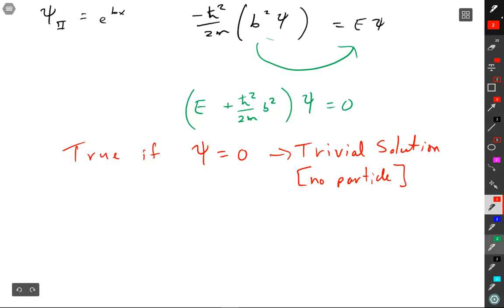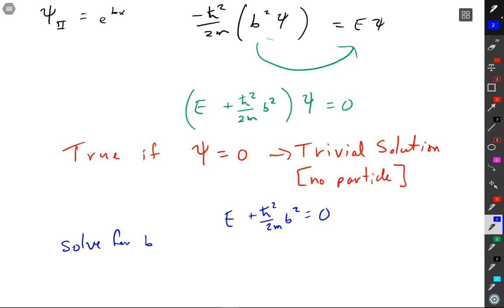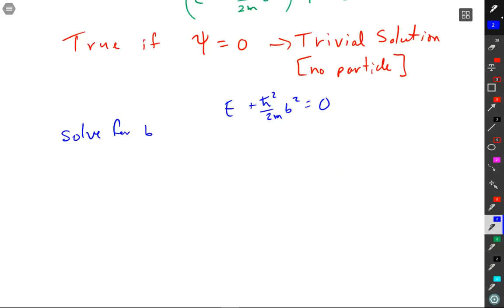What's the other solution, the one that's not trivial? E equals h squared b squared. Well, you've got the minus sign. It's b that I'm looking for, by the way. So I'm going to have E plus h bar squared over 2m b squared equals 0. So solve for b. Remember, b was an unknown parameter for the form, and now we're going to find what b is.